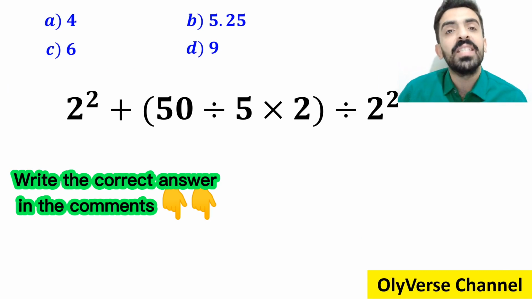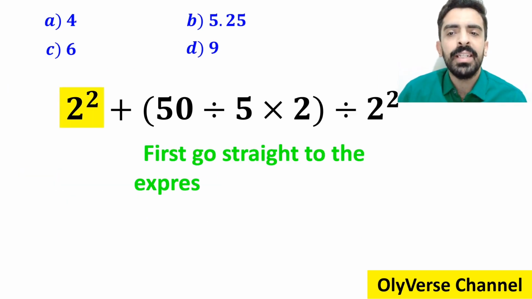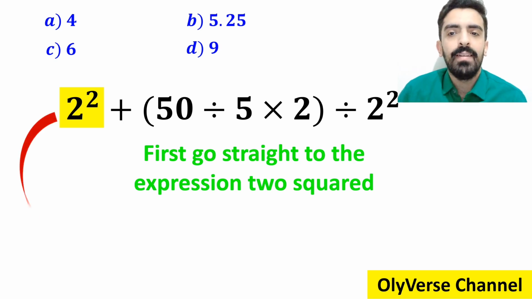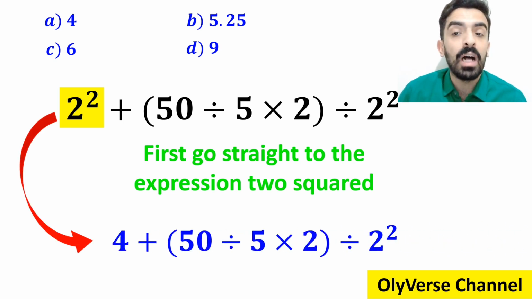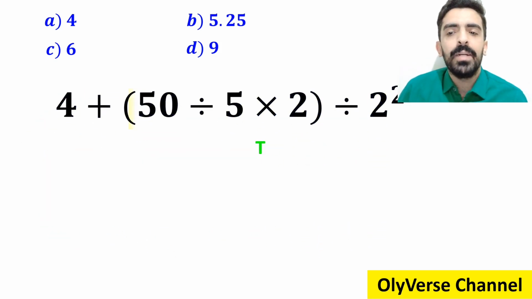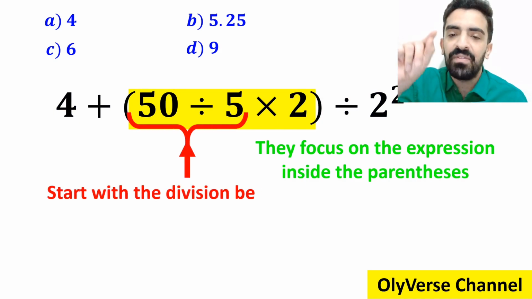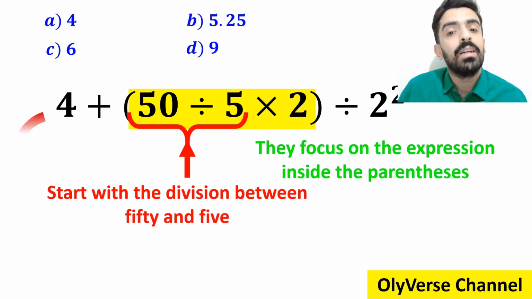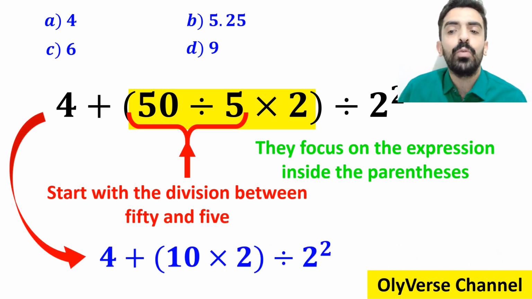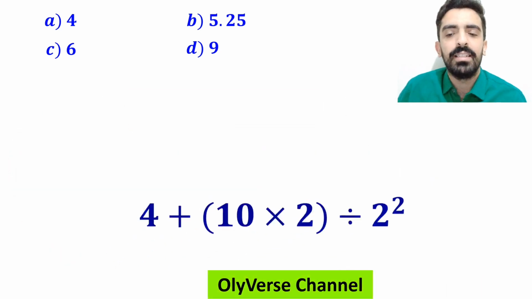Also, some other people when solving this question, first go straight to the expression 2 squared and simplify this expression to 4 plus 50 divided by 5 times 2 inside the parentheses, then divided by 2 squared. And the next step, they focus on the expression inside the parentheses and solve the division between 50 and 5. So, they simplify this expression to 4 plus 10 times 2 inside the parentheses, then divided by 2 squared.